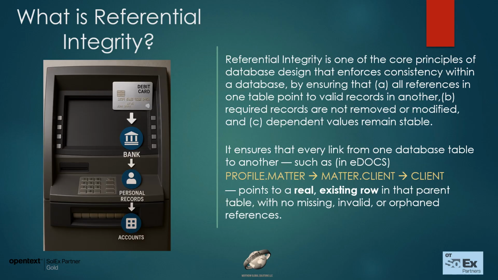Referential integrity refers to the rules that keep database relationships valid. In eDOCS, this means that when a profile points to a matter, a user, a client, or a document type, that value must exist. When these relationships are intact, the system behaves exactly as expected. When they're not, the system starts producing inconsistencies that often seem random or unexplained. This foundational concept sets the stage for why these tools are so important. Consider how your debit card works. Your card is linked to your bank info, which links to your accounts, and so on.